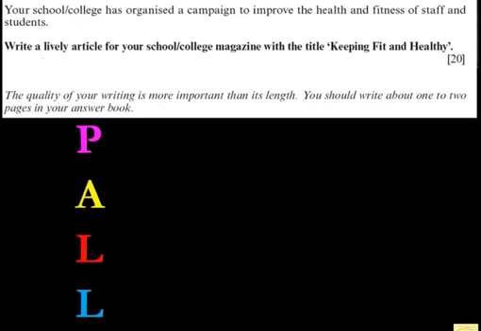Like on all the other things I've said to you, think about your POW. The purpose of an article is to inform and entertain. We know it's to entertain because of the use of the word lively in the question.